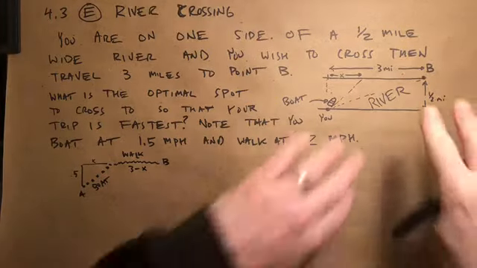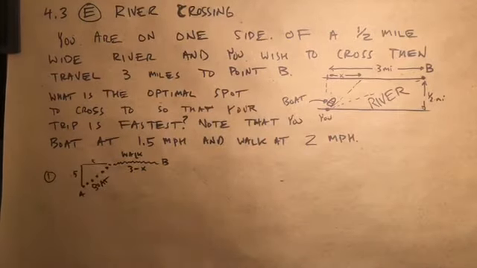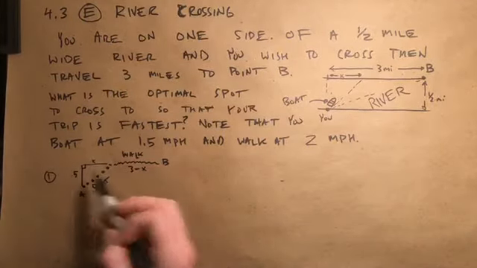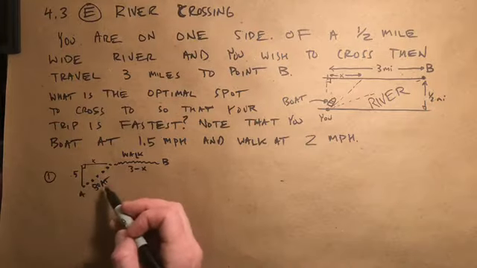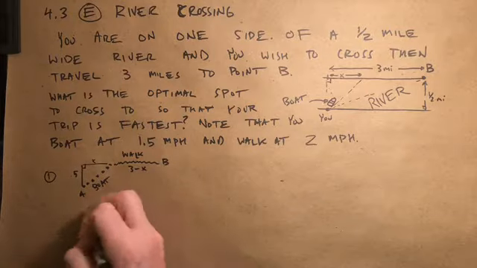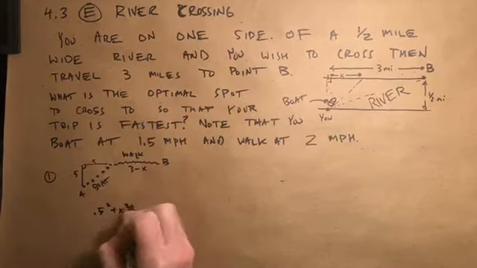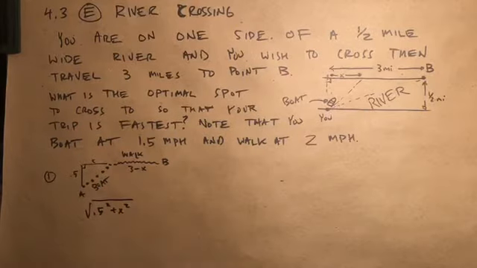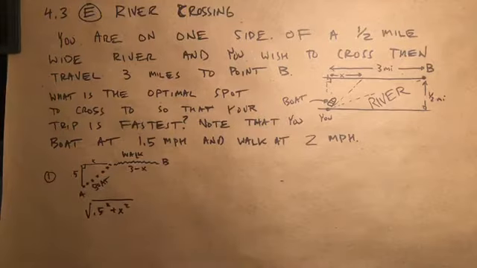Okay, so we've made a better diagram, and now let's start to use formulas. We should say that this is going to be a right angle there, and so we can use the Pythagorean theorem. That distance is the square root of 0.5 squared plus x squared. That's the distance for the path of the boat to travel.